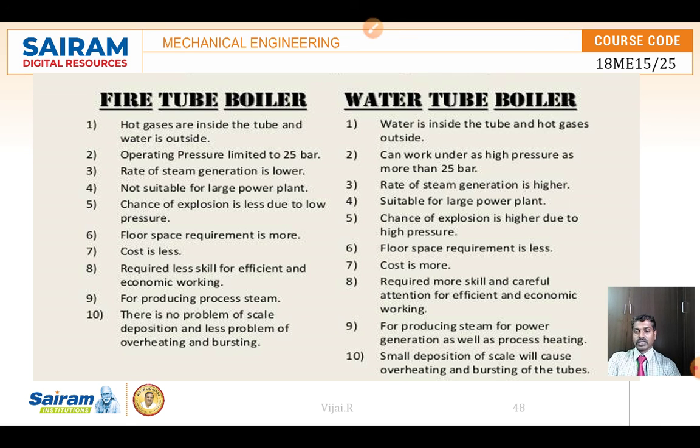If you take the disadvantages of water tube boilers, there is scale deposition. Scale formation in the tubes is possible, which will reduce the thermal efficiency, and overheating is also possible. But in fire tube boilers, that is not a matter. There is no problem of scale deposition, because water is full in the drum and only hot flue gases pass through the tubes. So these are the advantages and disadvantages of fire tube and water tube boilers.